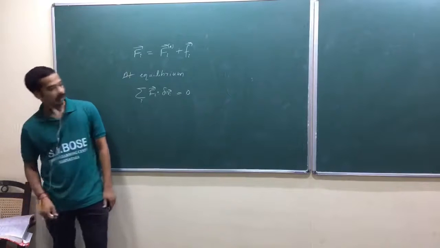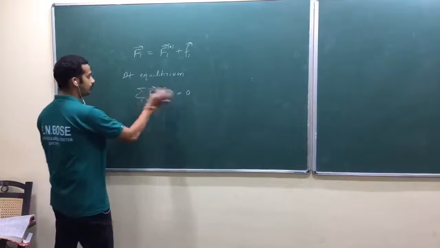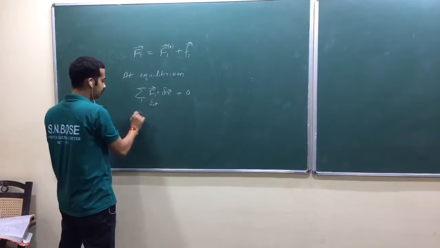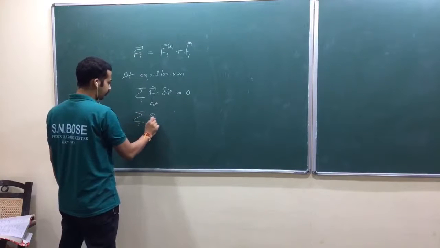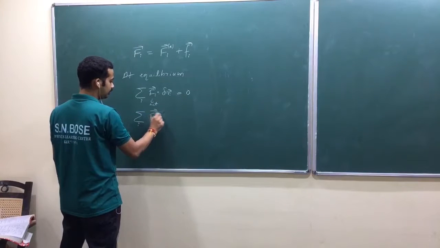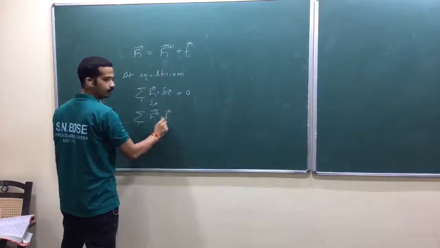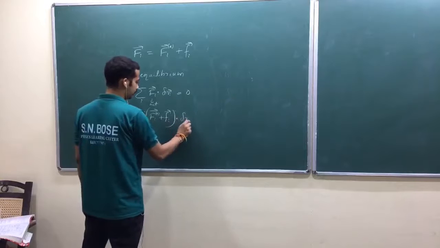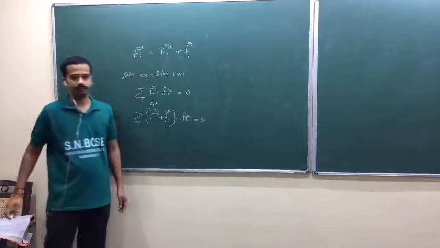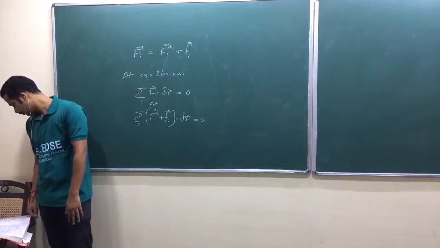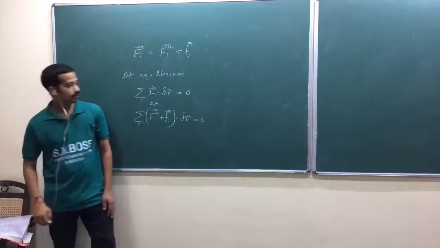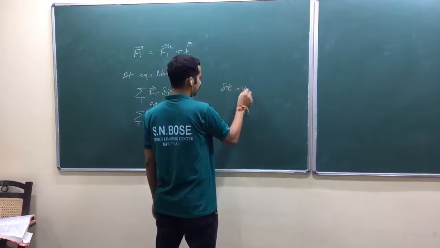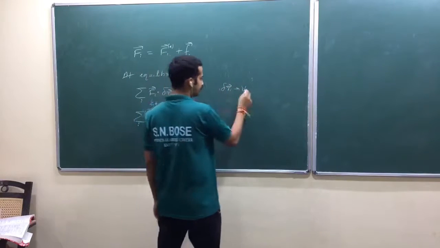So again at equilibrium, I am going to divide this net force into two parts: Fi applied plus constraint force, dot delta Ri is equal to 0. Usually this delta Ri is called virtual displacement. I think we need to study still more theory to understand this 100%.